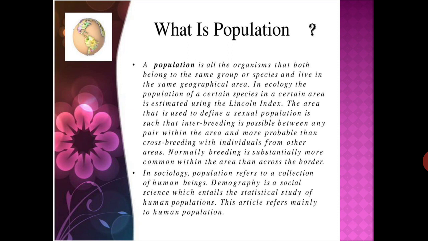Let us know what population is. Population is the number of inhabitants present in a particular place. A population is all the organisms that belong to the same group or species and live in the same geographical area. In sociology, population usually refers to a collection of human beings, how many people are living in a particular confined place. Demography is a social science which entails the statistical study of human population.